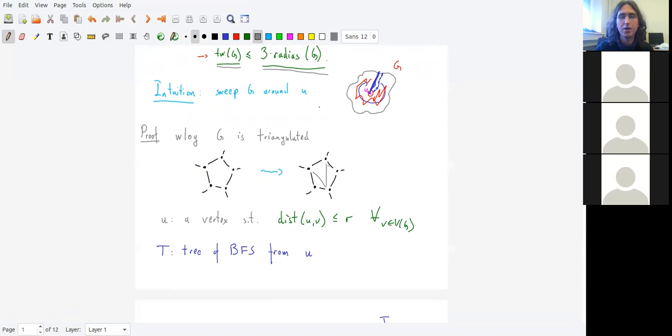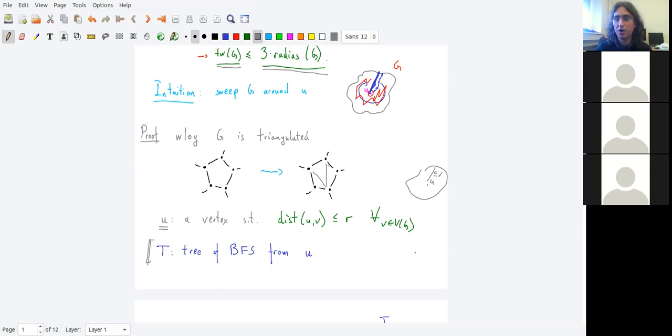So what we know about the graph is that there is a vertex u in this graph such that every other vertex is at distance at most r from it. So this is the central vertex. And let me take any tree of a breadth first search starting from u. So this is a tree of depth at most r.